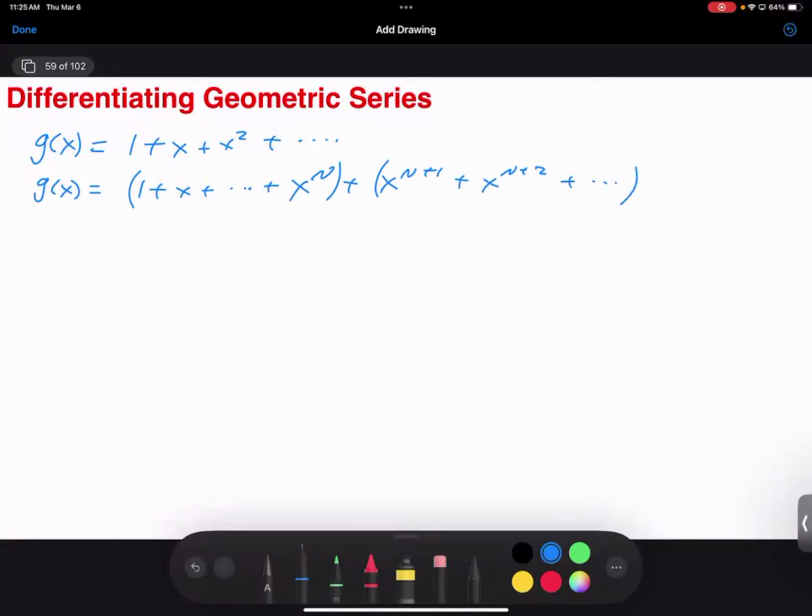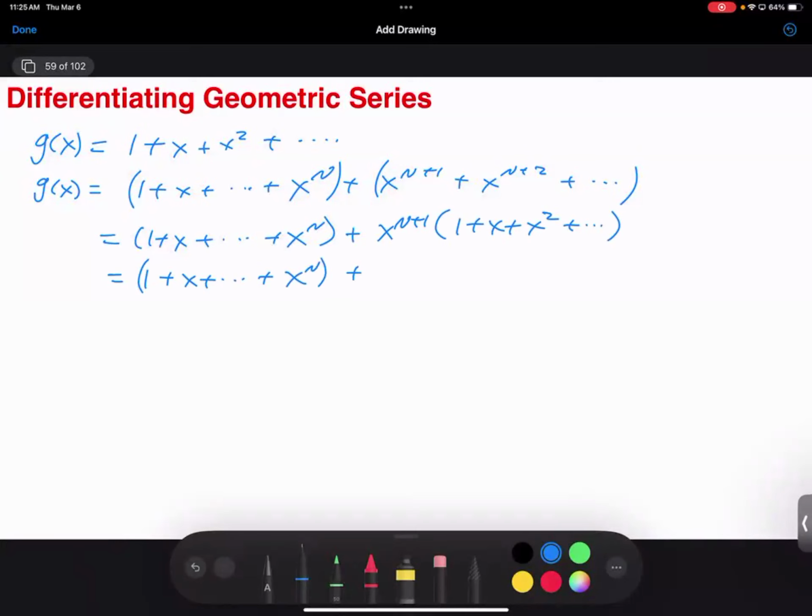What can you tell me about the tail? So what can you tell me about the x to the n plus 1, plus x to the n plus 2, etc.? Geometric series scaled by x to the n plus 1. It's just x to the n plus 1 times 1 plus x plus x squared. It's just a geometric series. So I can do a finite approximation by just taking the terms up to x to the n, and then I'll have x to the n plus 1 times g of x.